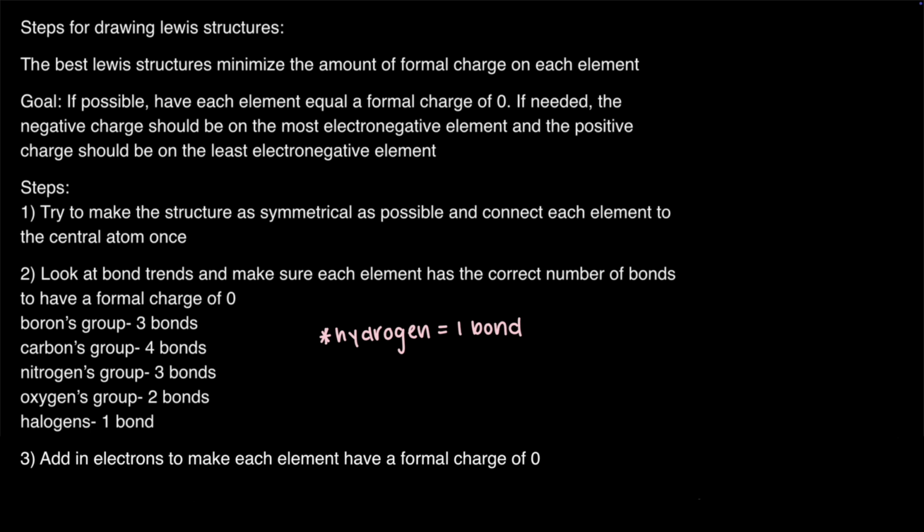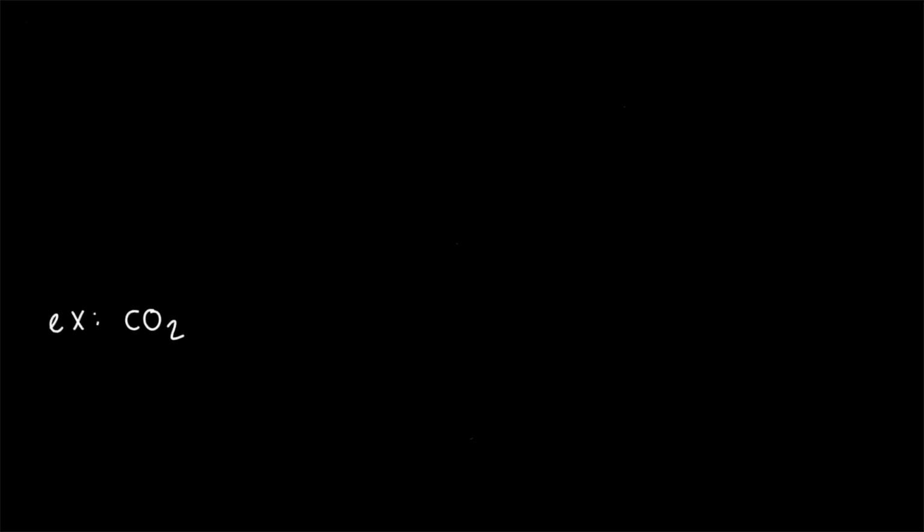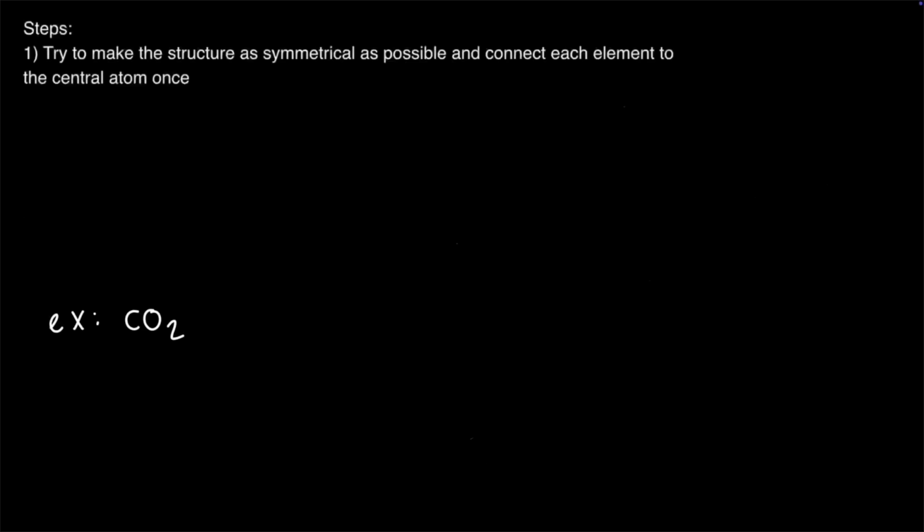To calculate formal charge, we will look at the number of valence electrons for that element from the periodic table and subtract that from the number of connections that it has in the structure. To count connections, 1 bond is equal to 1 connection, and 1 electron dot will also be equal to 1 connection.